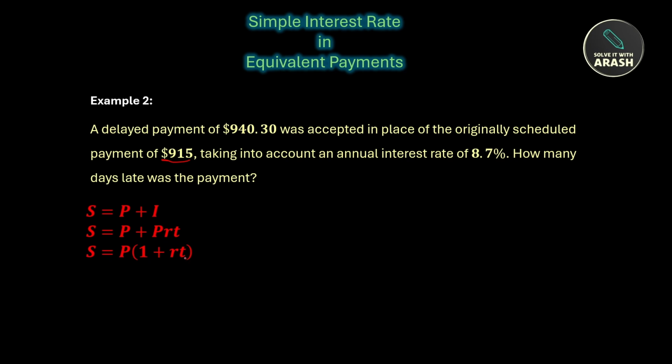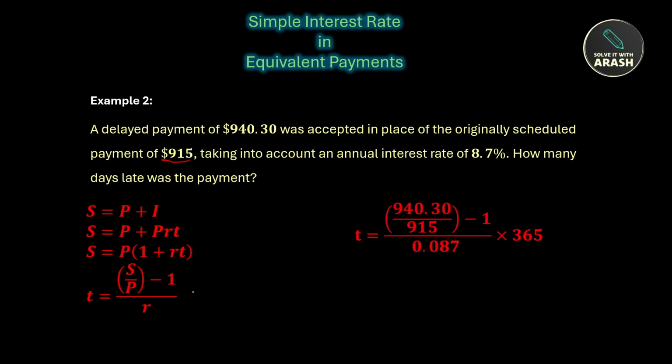The question wants us to find the number of days. Basically, we need to find the T in number of days. So we need to rearrange this equation and write it to solve for T. Then we're going to have T equals S over P minus 1 over R. When we use this formula, the answer is going to be a number of years, but then we need to convert it to number of days by multiplying the answer by 365. So that's the plan. Replace S, P, and R with the given values, and then once you find the answer, we finally multiply by 365. And this is how we do it.